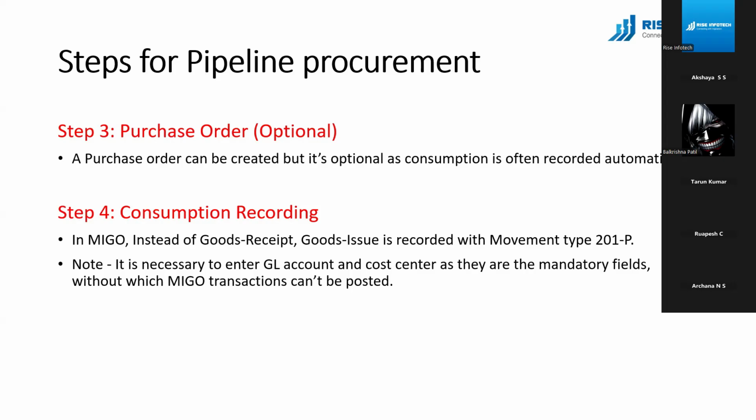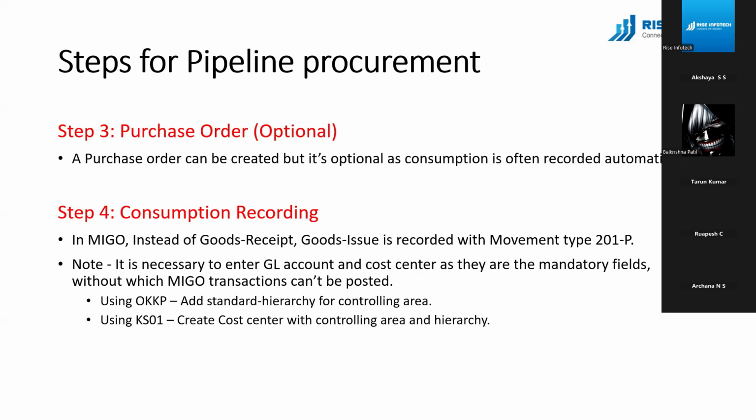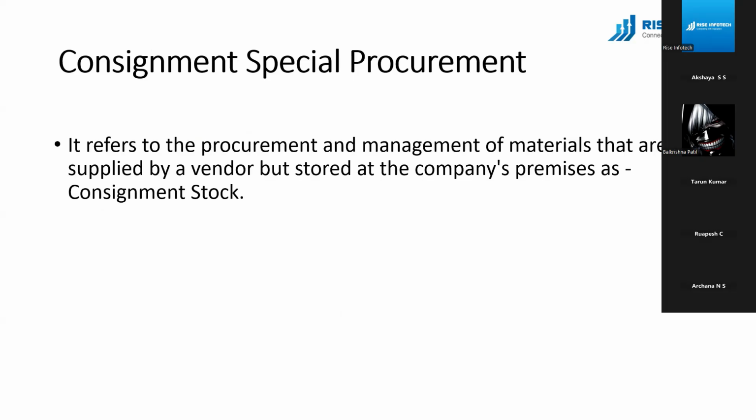One thing to note here is that it is necessary to enter GL account and cost center as they are mandatory fields, which we have seen through practical sessions, without which the MIGO transaction will not be posted. The steps to create the GL account and cost center: OKKP, using which we have to assign a standard hierarchy for the controlling area. KS01 is to create the cost center with controlling area and hierarchy, and FS00 is to assign the account with the cost center.